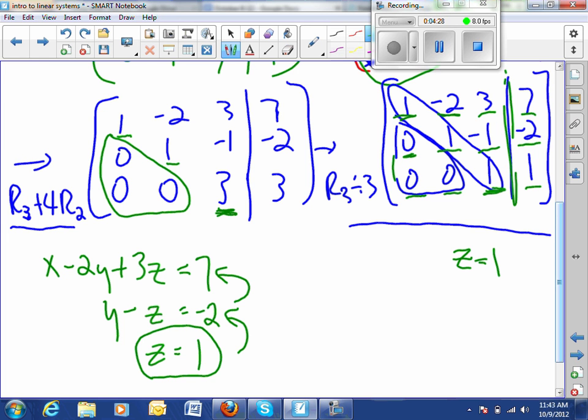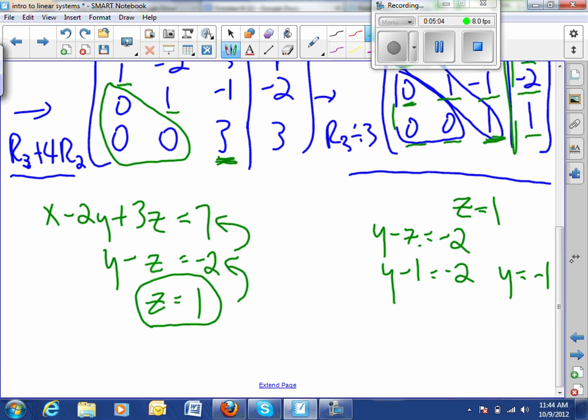Z equals 1. I know from the second equation that y minus z equals negative 2. Y minus z equals negative 2. So y minus, whoops, not equals, that should be a minus sign. Y minus 1 equals negative 2, which means that y equals negative 1. And then x from the first equation, I know that x minus 2y plus 3z equals 7.